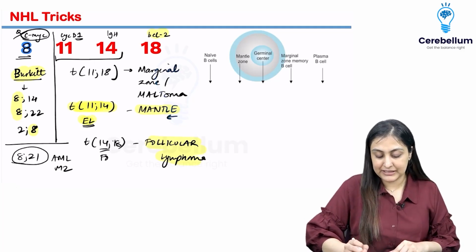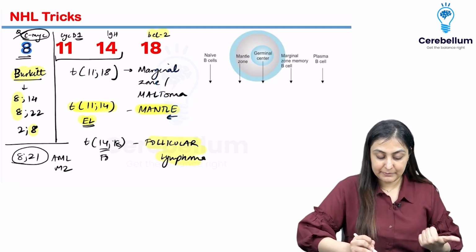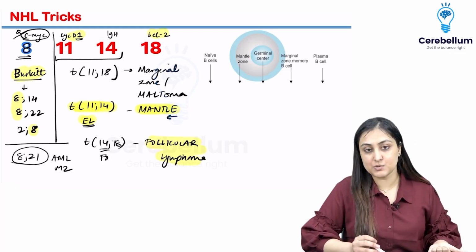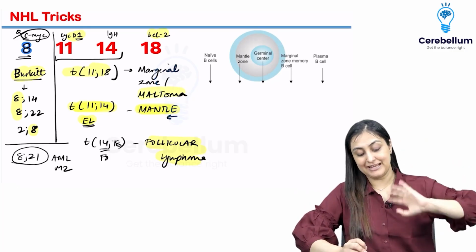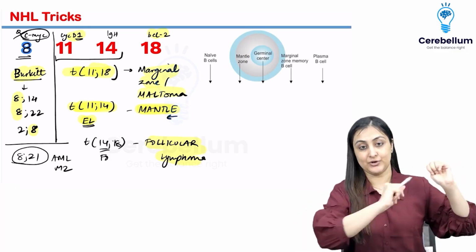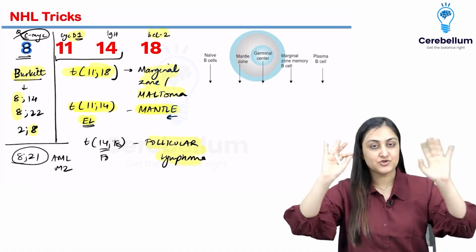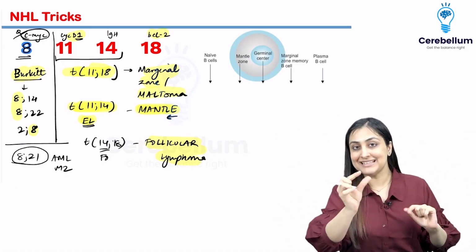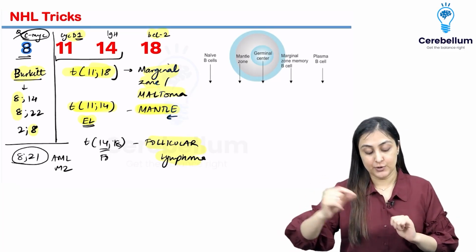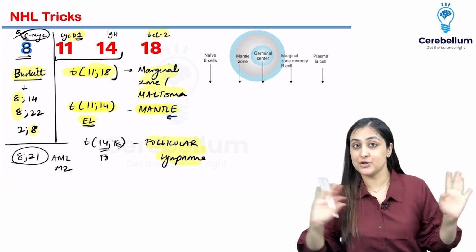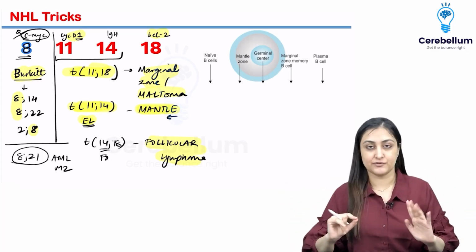In 11, 14 it is mantle. So you want to remember with mantle, cyclin D1 is what is prominent, and 11, 18 is both the margins. So you remember everything is negative here. Alright, I hope you'll remember 11, 18 margins, marginal. 11, 14 EL, mantle, 14, 18 4 follicular. Okay, so this is about the translocations. I hope you remember this forever, for the rest of your life.